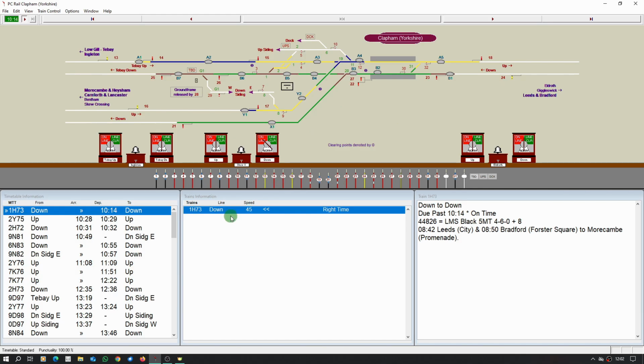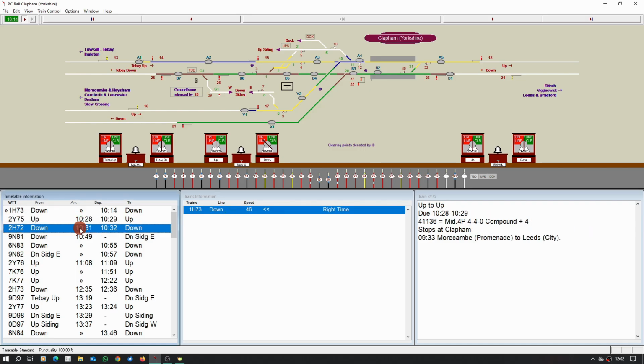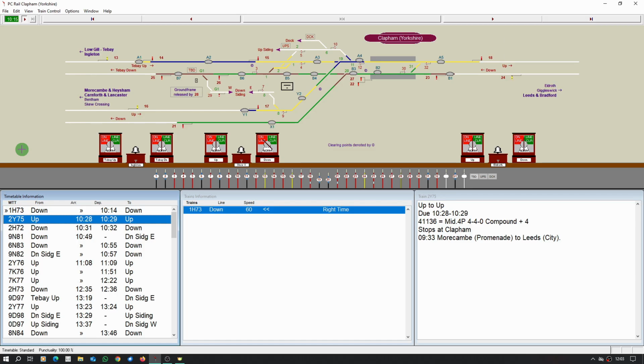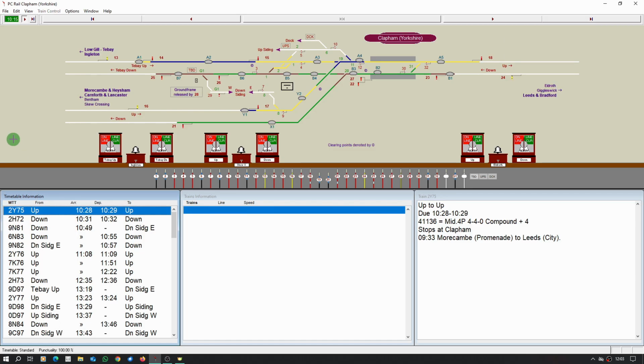So we're just waiting for outer section for that one now, and then we've got these two close together, up and down stoppers. Morecambe to Leeds, along the down, Bradford to Morecambe Promenade again. Must be quite a busy place, this Morecambe. I suppose it's busy now. And there's the outer section from Skew Crossing.